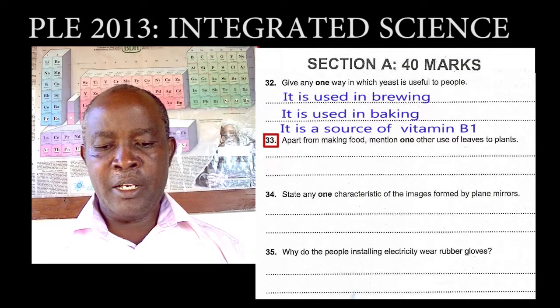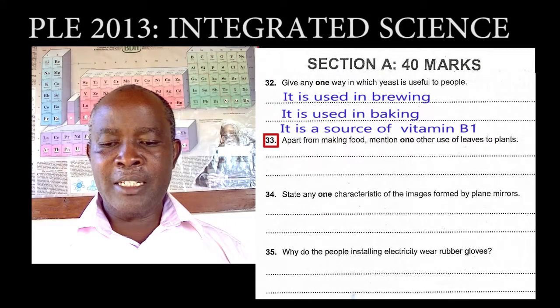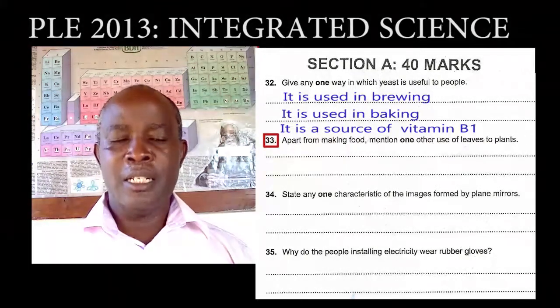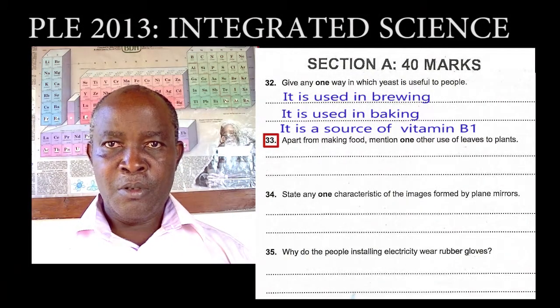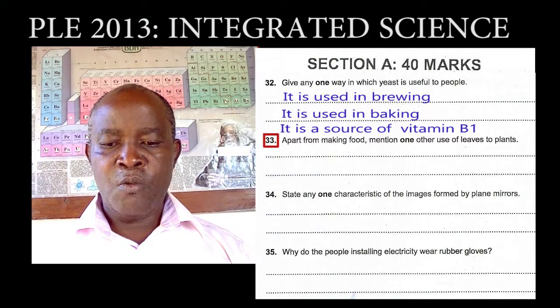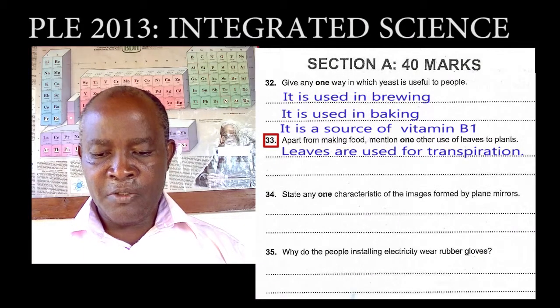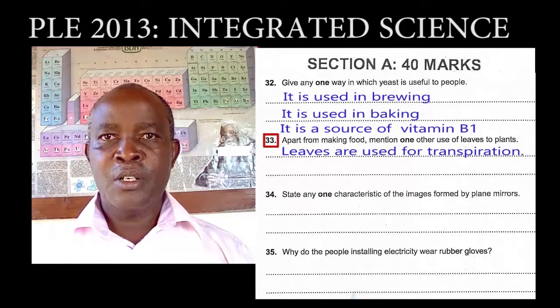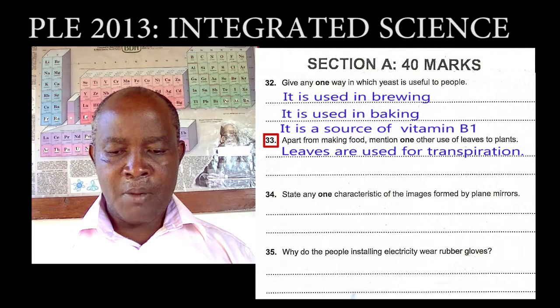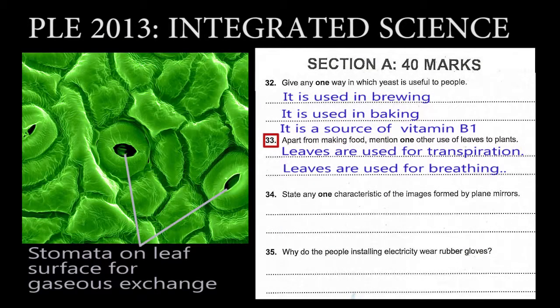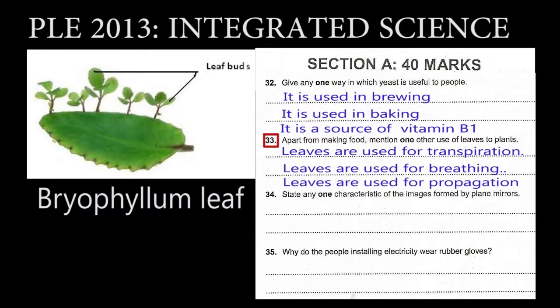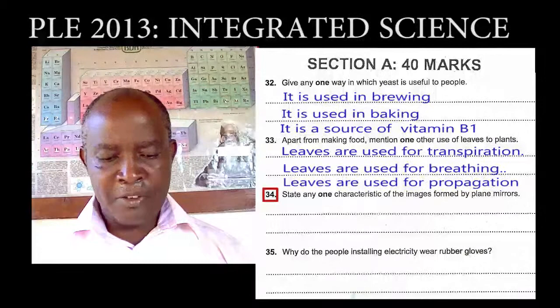Number 33. Apart from making food, mention one other use of leaves to plants. Leaves are used for transpiration. Transpiration cools the plant. Leaves are used for breathing. They are used for propagation, for example, bryophyllum.